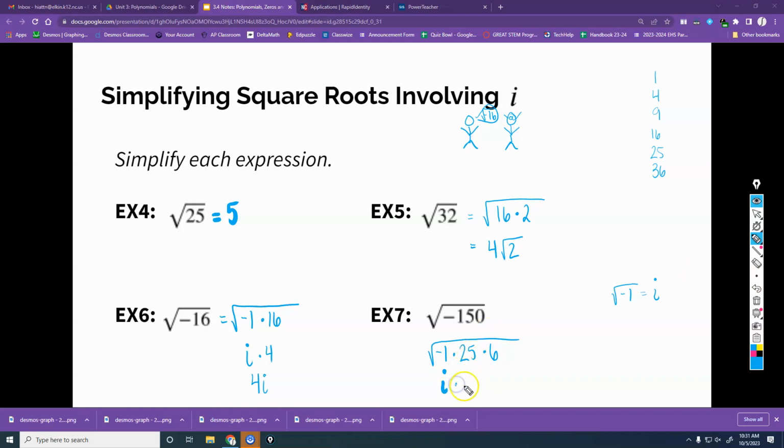The square root of 25 is 5. Can we take the square root of 6? No, we cannot. We leave it underneath the root. Usually we write it like this, 5i square root of 6.